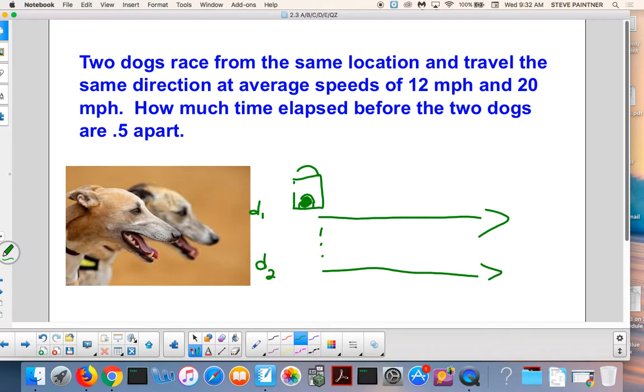Two dogs raced from the same location. Is this the same location? Yep. Okay, same spot. Go. One dog travels at what speed? 12 miles per hour. The other one travels at what speed? 20. Okay. How much time elapsed before the two dogs are half a mile apart?